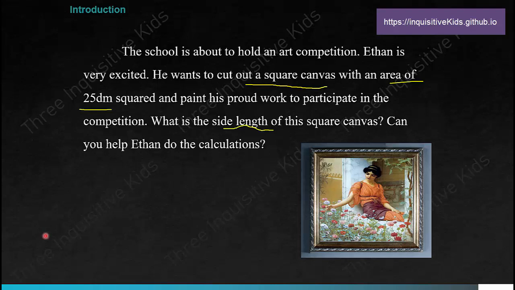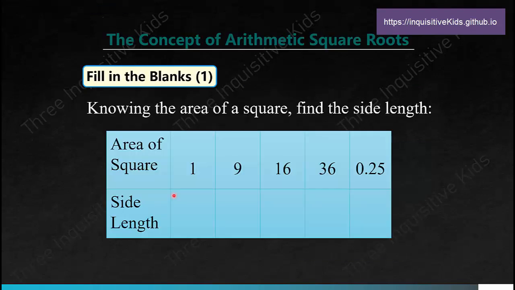You can pause the video to ponder about this for a moment, and then we're going to be finding out the answer. Okay. Well, 5 dm, because 5 squared equals 25. We know that it's a square canvas, so 5 times 5 equals 25. So 5 dm is the answer.